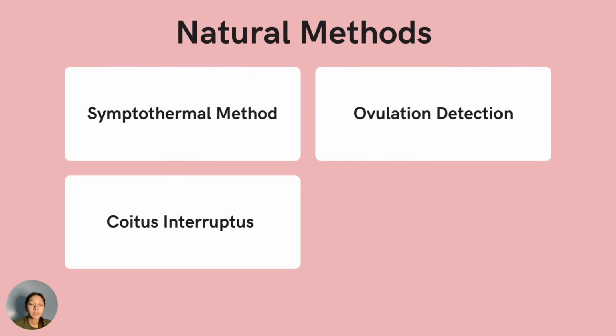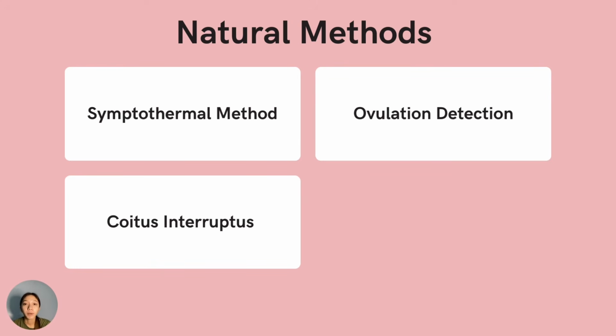Okay, next is ovulation detection. The ovulation detection method uses an over-the-counter kit that requires a urine sample from the woman. The kit can predict ovulation through the detection of luteinizing hormone, which surges 12 to 24 hours before ovulation.